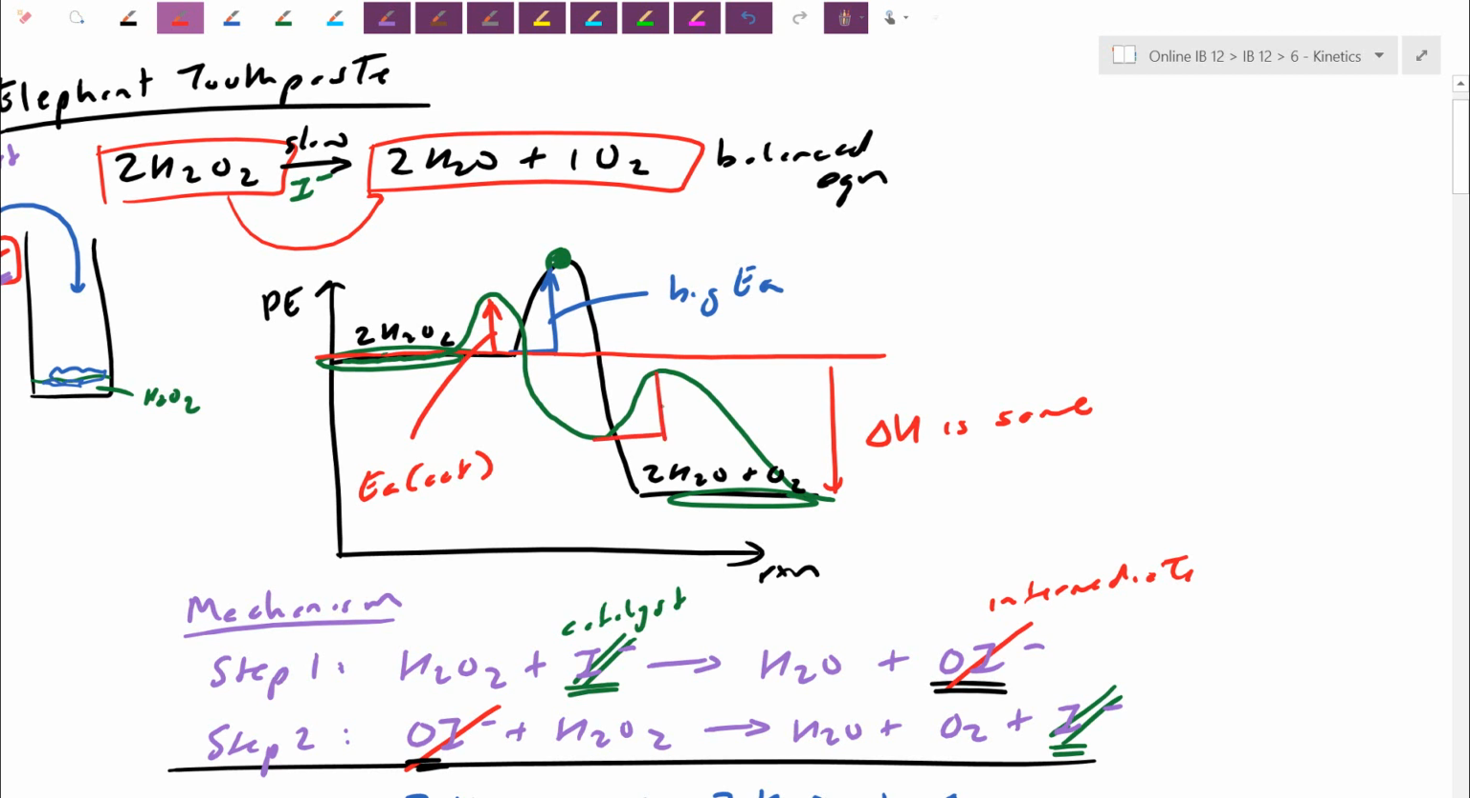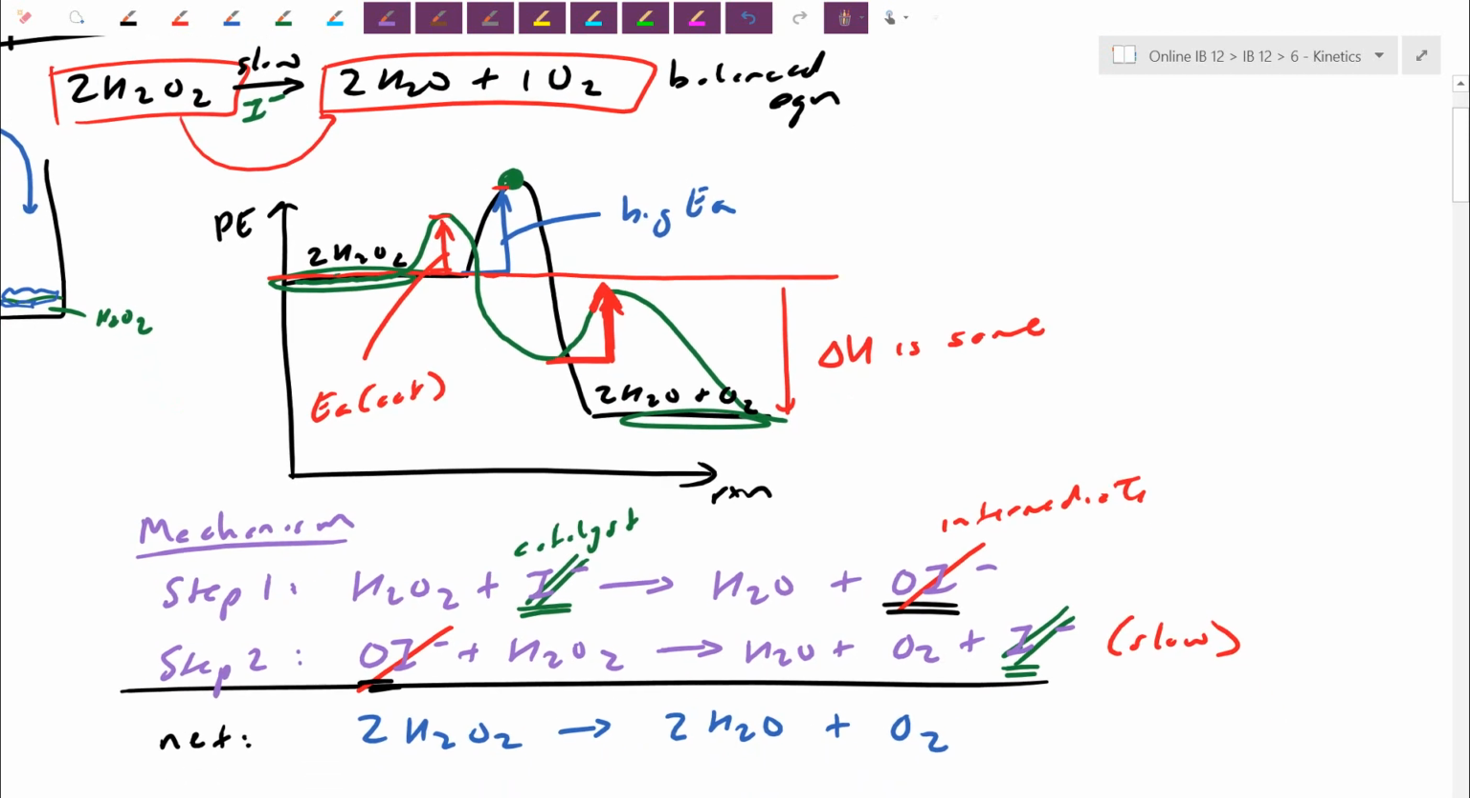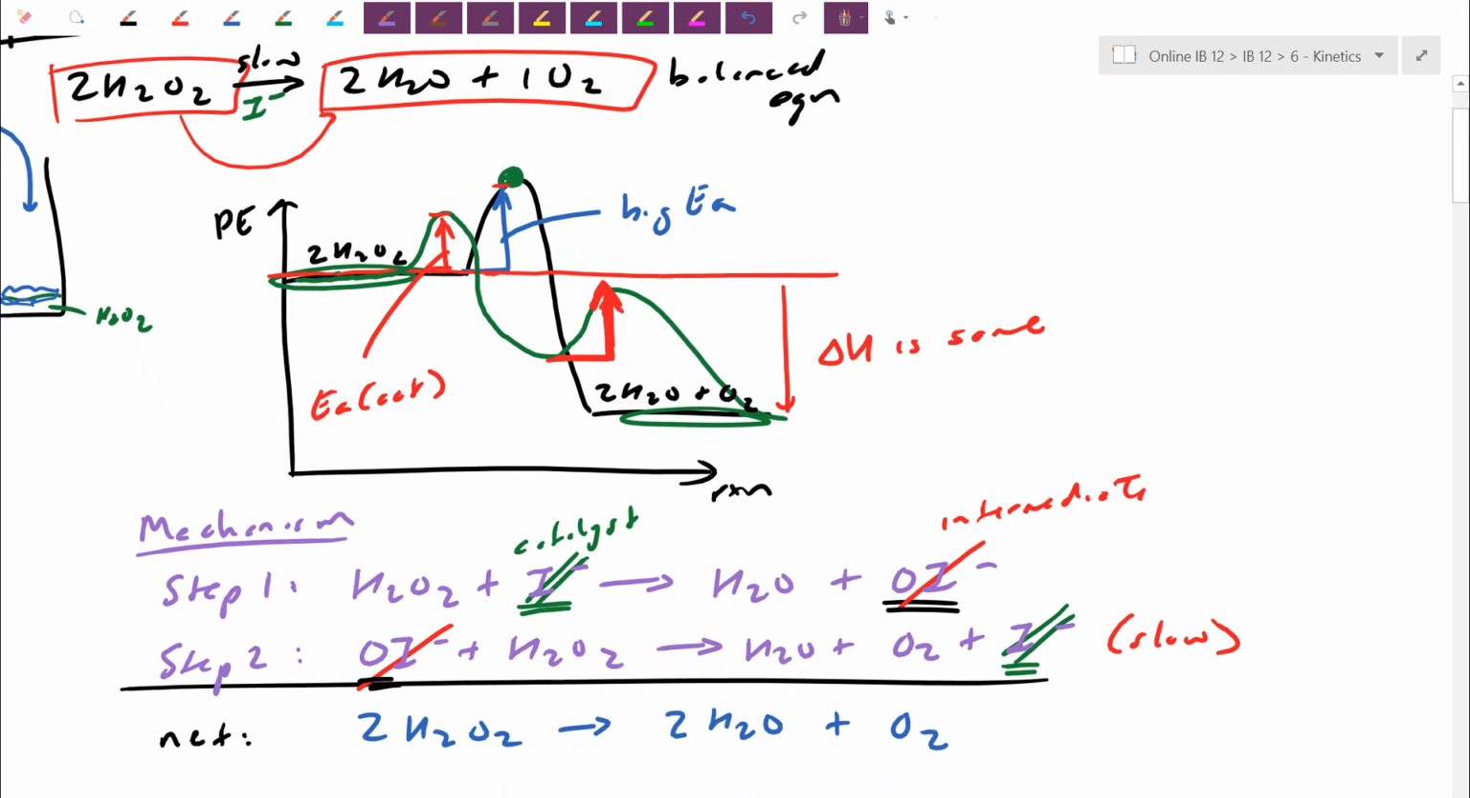Even though there are 2 steps, 2 activation barriers to get over, you notice that the size of this barrier here is not as big. Experimentally, for argument's sake, let's say this barrier was a little bit higher. Step number 2 was a bigger barrier than step number 1. That would imply that the second step is slow. I can't just look at it and predict that from what bonds are breaking.